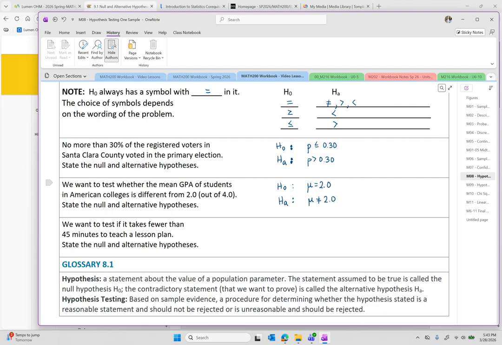Another example, we want to test if it takes fewer than 45 minutes to teach a lesson plan. So my goal is fewer than 45 minutes. That's the alternative hypothesis. So I'm going to assume the null hypothesis will be that the mean time it will take me to complete a lesson plan is greater than or equal to 45 minutes. And then I'm going to collect evidence to see if I can claim that the mean will be less than 45 minutes.